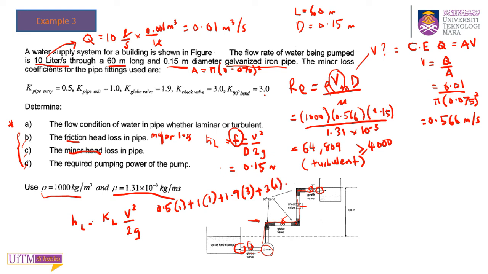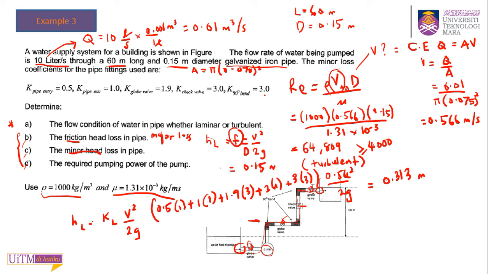And lastly, you have the 90-degree bend. You have three 90-degree bends, so the loss coefficient is also 3, so 3 times 3. So you add all of these losses, and the sum times V squared is 0.566, times V squared over 2g, and this should give you the minor losses, which is 0.313 meter.